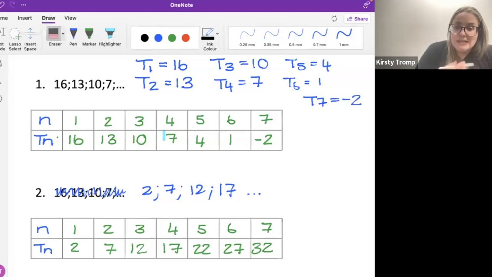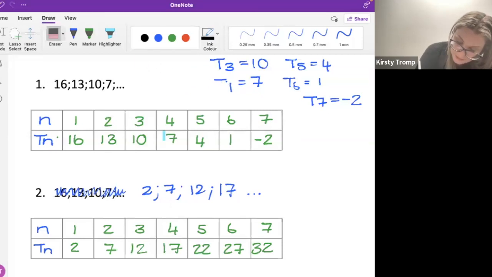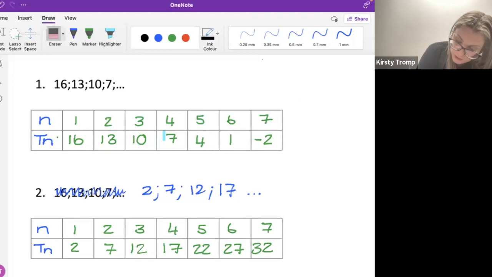Now, we took it one step further on Monday and last week, and what we did was we tried to find the rules for these patterns. So we looked to see whether we could find the rules for these patterns. For the first one, I'm going to give myself a little bit of space here. The next word that we're going to look at in maths is we're going to talk about the difference.